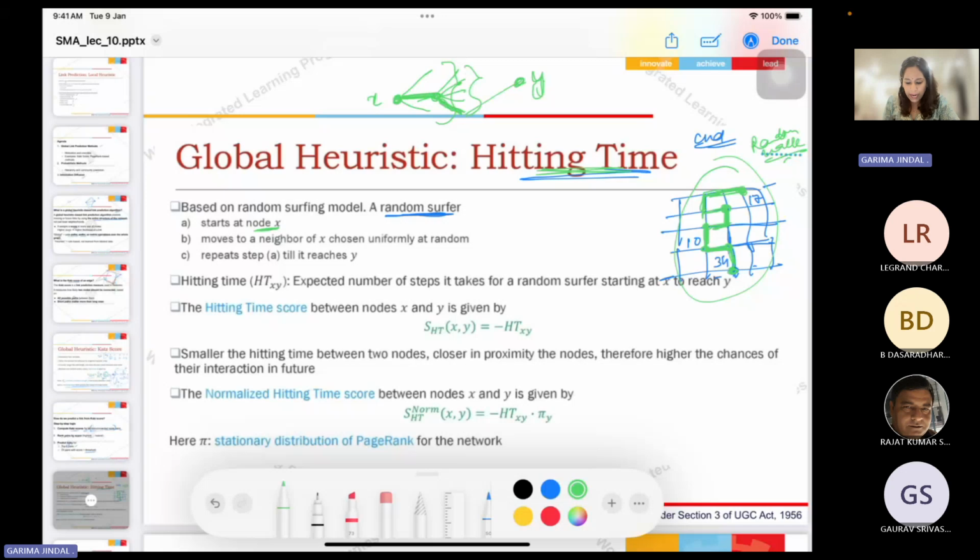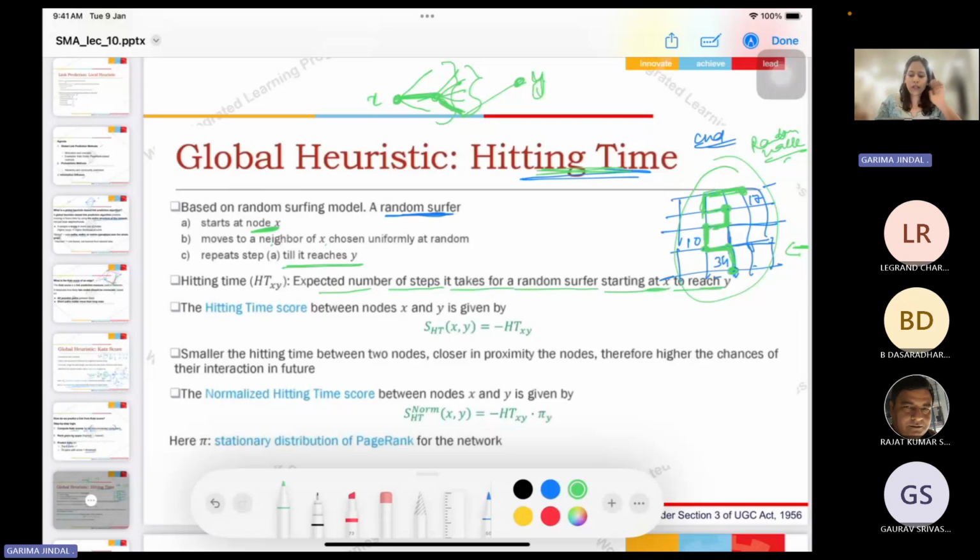So you start from node X, you move to a neighbor of X chosen uniformly at random, and you repeat the steps until you reach Y, as we have done in this particular example. Once you have done this, you will calculate the expected number of steps it takes for a random surfer starting from X to reach Y.